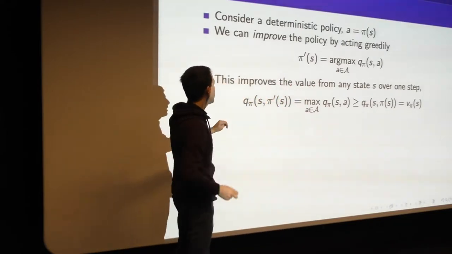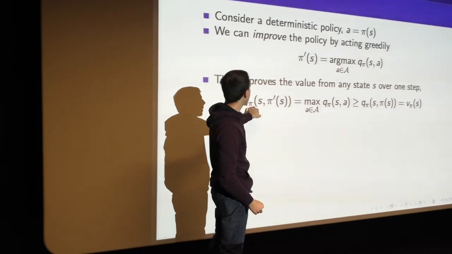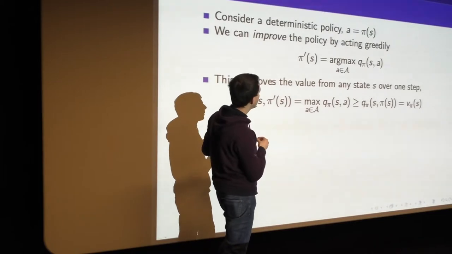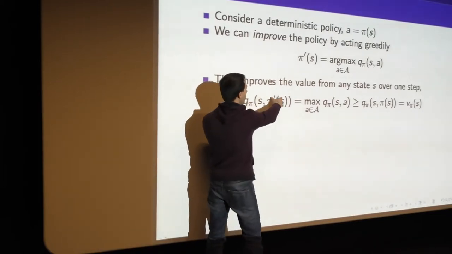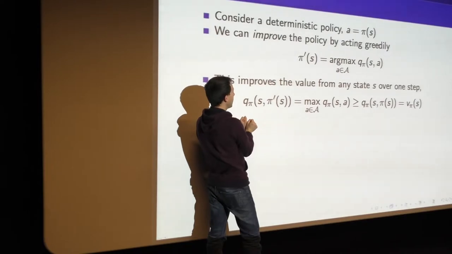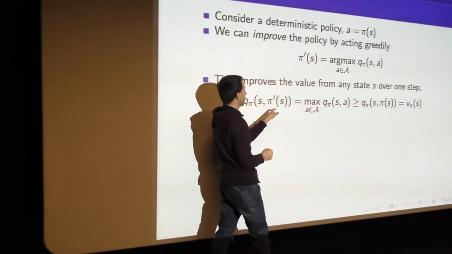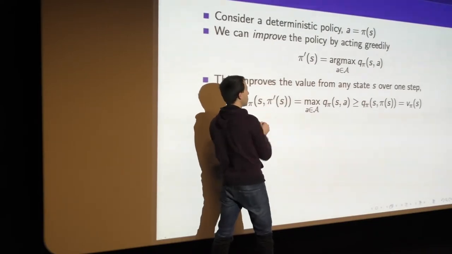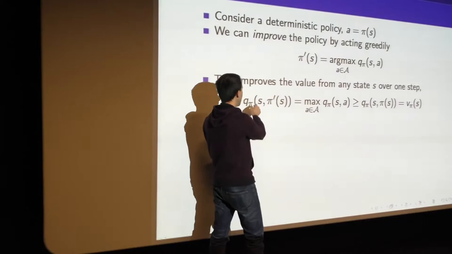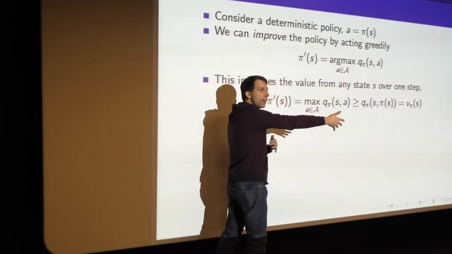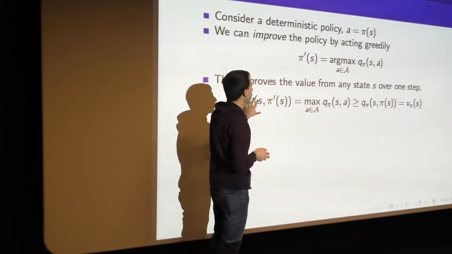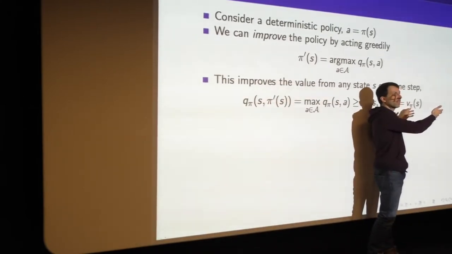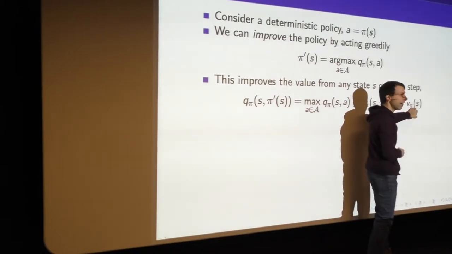And the answer is yes, and the reason is, okay, so if we start off with our action value here, what we want to show is that if we were to take our new policy, pi prime, our greedy policy, and follow it for one step, and then follow pi forever afterwards, we want to know whether that gets more or less value than just following our policy all the way from that state. Okay, so that's the definition of V pi.